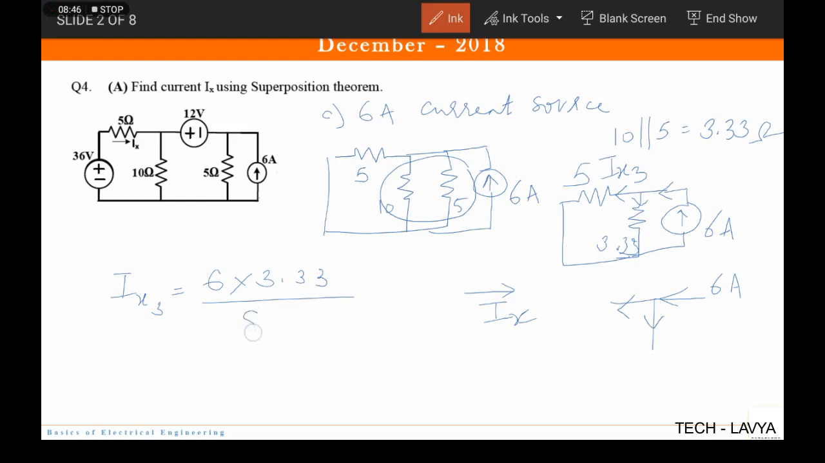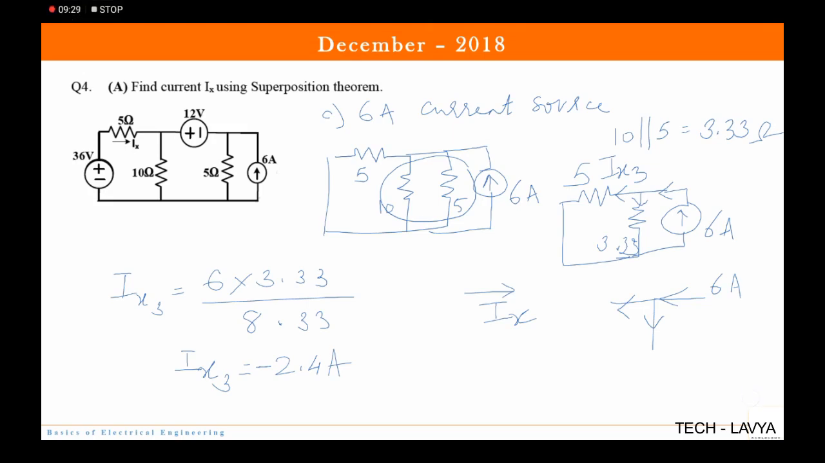The total resistance is 8.33. I'll just calculate this and then I will write the value. So it is 6 multiplied by 3.33 divided by 8.33. So it comes out to be 2.4 amperes. Now again see, the current is actually minus. Fine. So one current is positive, another two currents are negative, right?